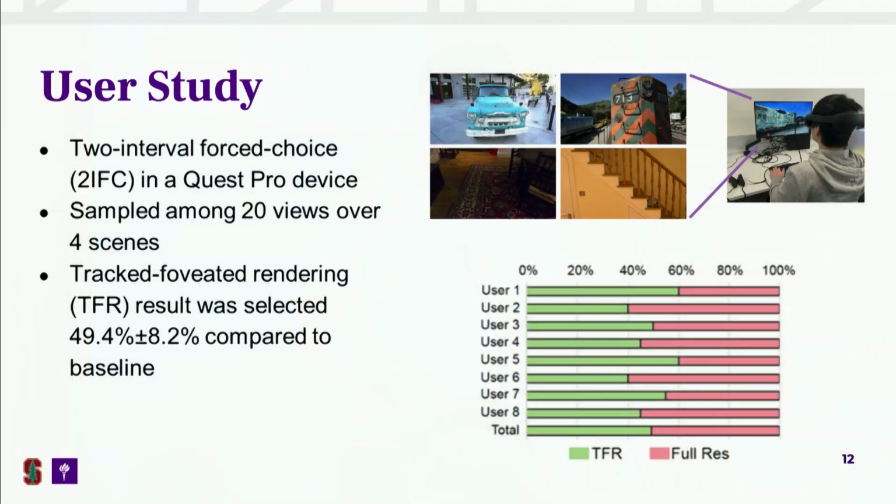So we evaluated the quality of the images we generated by a user study. We recruited some volunteers who wore a Quest Pro and were asked to tell the difference between the full resolution image and the image rendered by our approach. The result turns out to be approximately 50-50, meaning that the user experience is not significantly influenced.